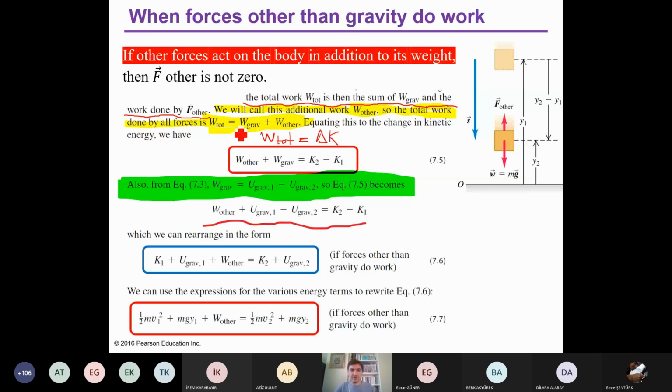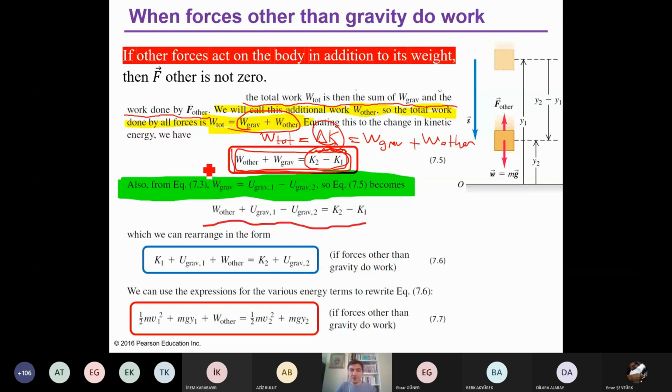And here we have gravitational work plus other work. Okay, so what was delta K? Delta K is written with K2 minus K1. Then I can write this expression. W other plus W gravitational is equal to change in the kinetic energy. So I write this expression by using the work energy theorem.